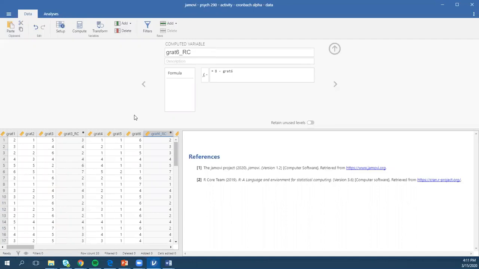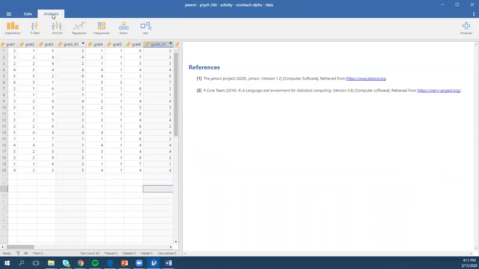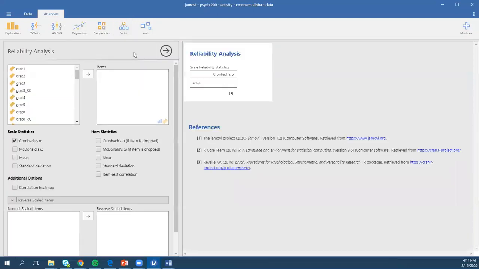Now it's time to calculate Cronbach's alpha for the scale. So let's go to analyses. And in this case, instead of going directly to ESCI like we have before, we need to go to factor. This is part of Jamovi. So if you download Jamovi, you will have this just built in. And the first option under factor is reliability analysis. So let's click on that.